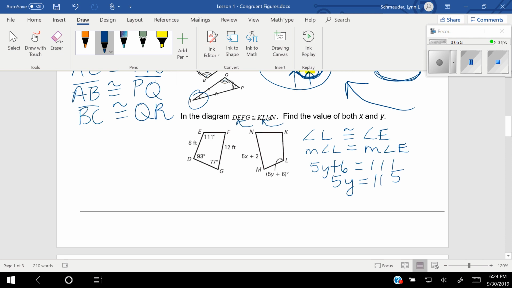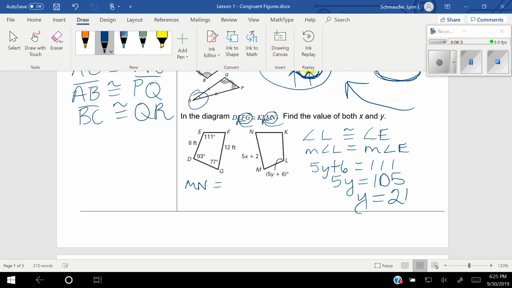Hold on, not so fast. 111 minus 6 happens to be 105, I think. And so that means y is going to be 21. Okay, so there's y. Okay, now we got to find x. So we're looking at MN. I know that MN, and I'm going to skip the congruent step because I know that MN is congruent to FG because of the way these two are named. Okay, so they're congruent, therefore I know their measures are equal.